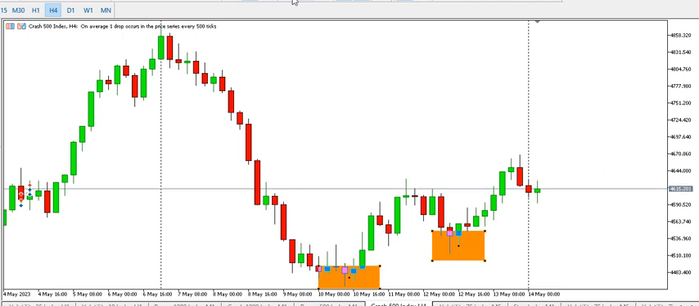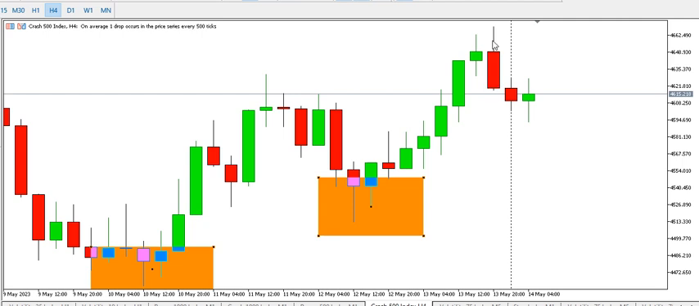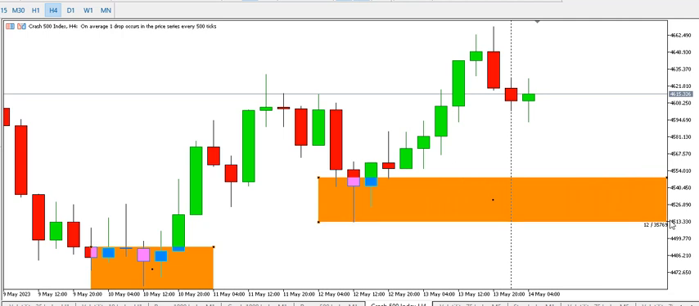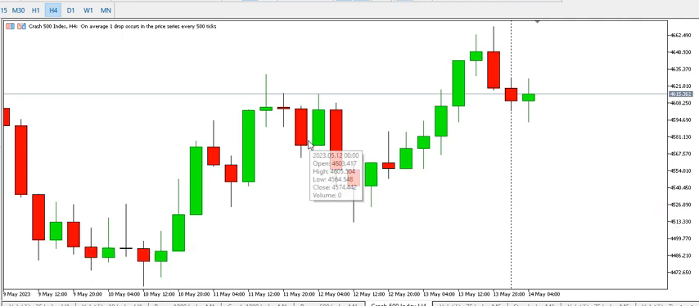But for now, on the 4-hour time frame, look at this bearish engulfing pattern, suggesting that price might go down. If price is going to go down, of course, we have this support around here. This support could hold price. That's Crash 500 on the 4-hour time frame.